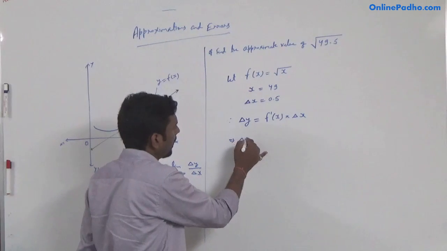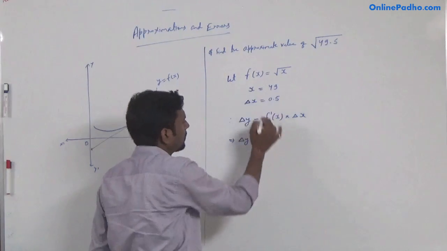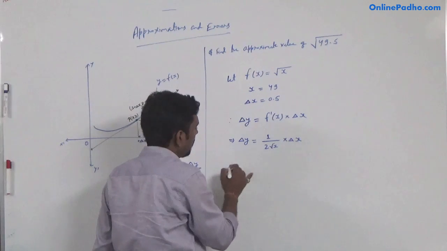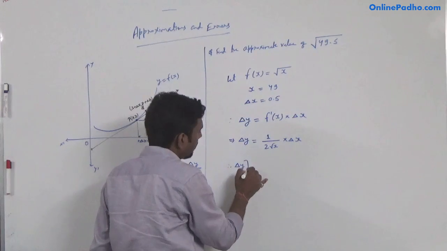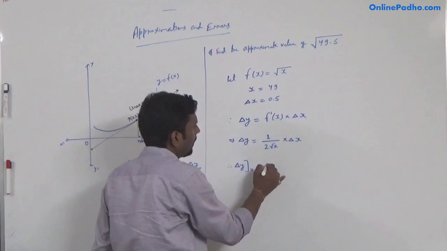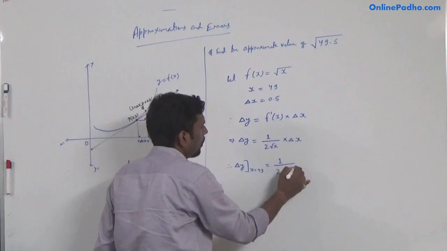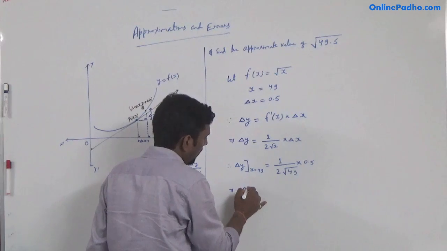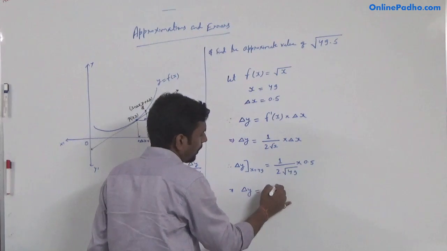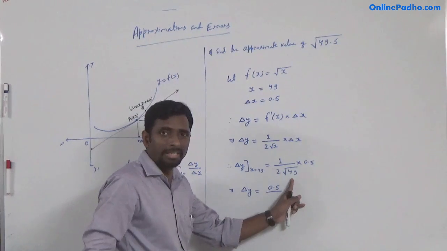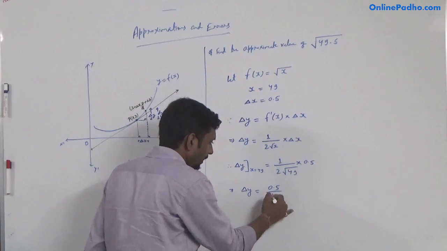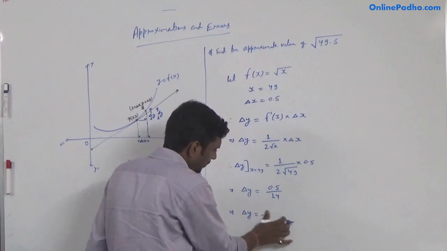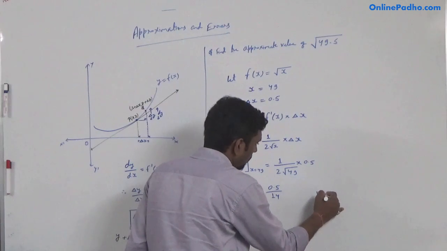So finally delta y can be written as the derivative of this root function, that is 1 by 2 root x, and multiply delta x. Now therefore delta y at x equal to 49 can be written as 1 by 2 square root of 49 multiply 0.5. So delta y finally can be written as 0.5 divided by, what do you mean by root 49? This is 7. So 7 multiplied by 2 is 14. So therefore delta y can also be written as 0.5 divided by 14.